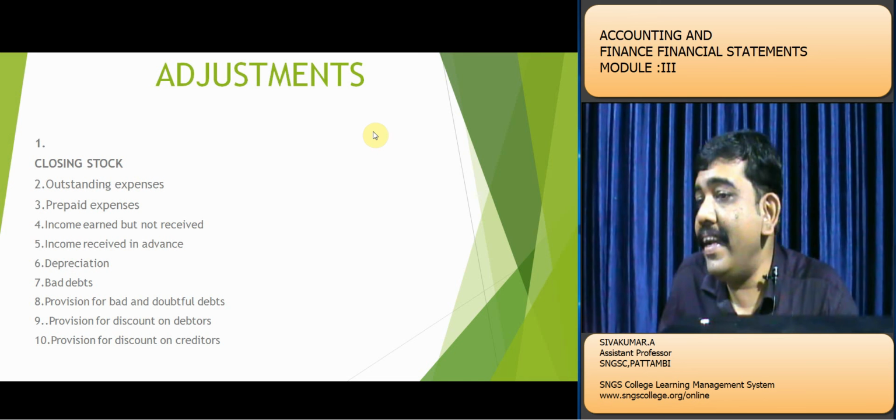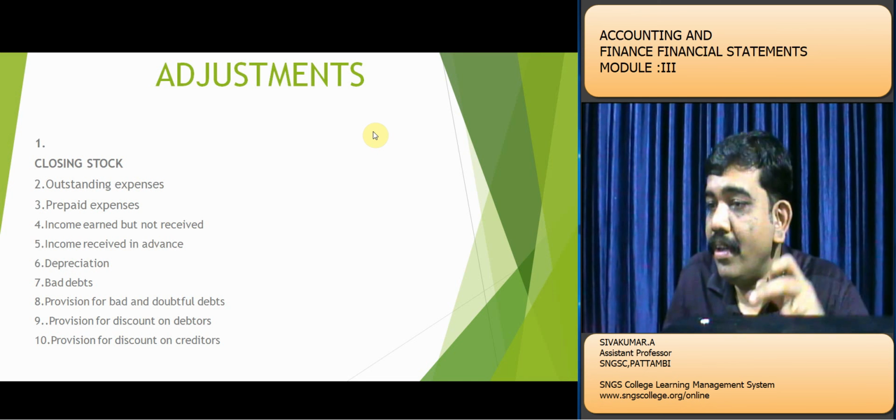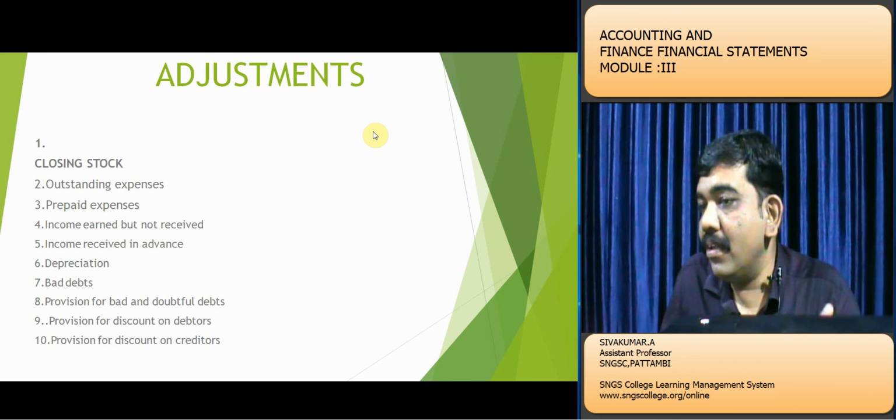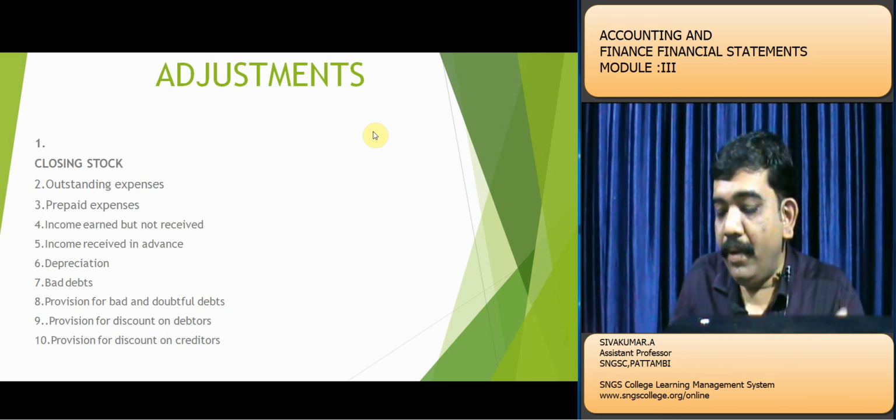You have to first enter provision for discount on debtors on the debit side of profit and loss account. Then you have to deduct provision for discount on debtors from the debtors item in your balance sheet.